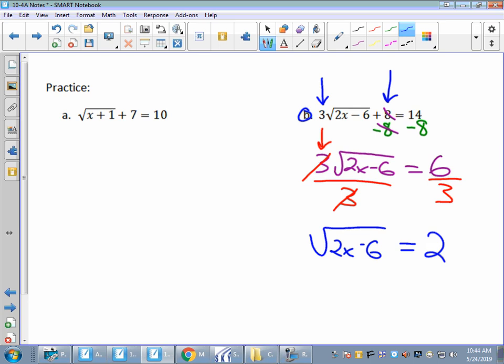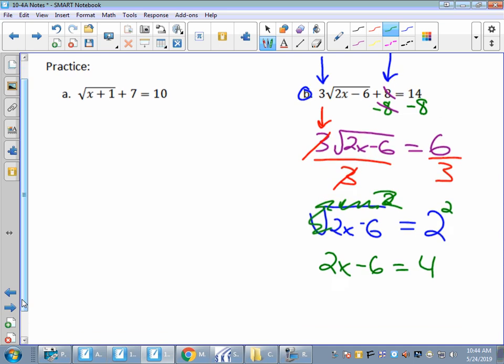That was step 1. Step 2 is to square both sides, because we've got to get rid of this radical. We should know now that squaring and a square root undo each other. So you're left with 2x minus 6 equals 2 squared, which is 4. Now we have an equation left over, and we just have to solve that one. So I would add 6 to both sides. I'd have 2x equal to 10. And then we divide both sides by 2. So x would equal 5.